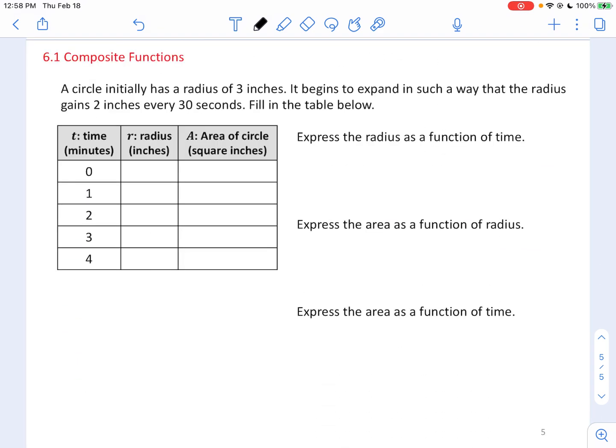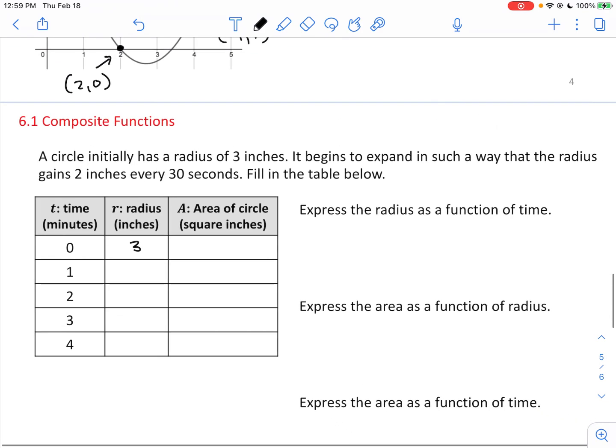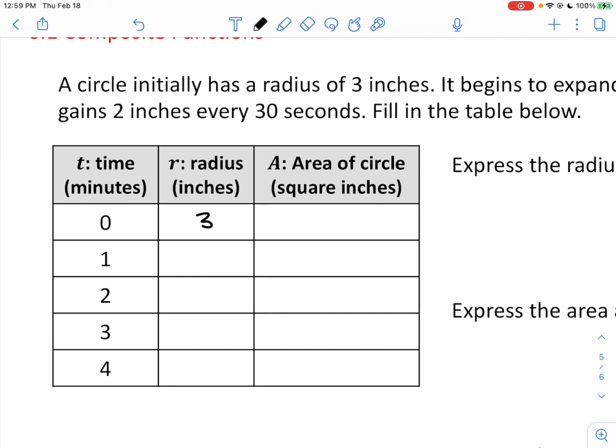A circle initially has a radius of 3 inches. It begins to expand in such a way that the radius gains 2 inches every 30 seconds. Fill in the table below. So at time 0, the radius is 3 inches. Every 30 seconds we gain 2 inches, so that means every minute we gain 4 inches. A minute has gone by from 0 to 1, so we gain 4 inches and go to 7. And we just keep gaining 4 inches. Add 4, so we have 11 inches, and then add 4, 15 inches, and then add 4, 19 inches.